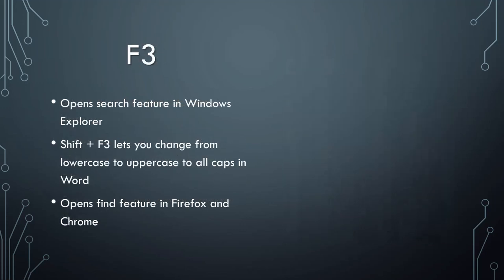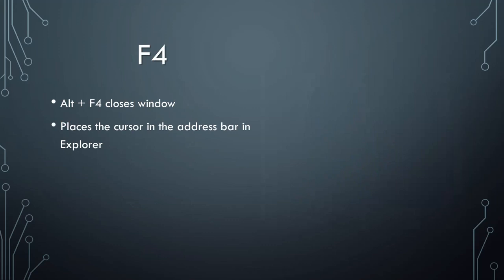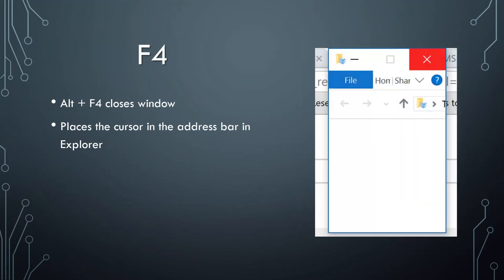F3 opens search features in Windows Explorer. Shift plus F3 lets you change from lowercase to uppercase to all caps in Word. Opens Find features in Firefox and Chrome. F4: Alt plus F4 closes the window. Places the cursor in the address bar in Explorer.